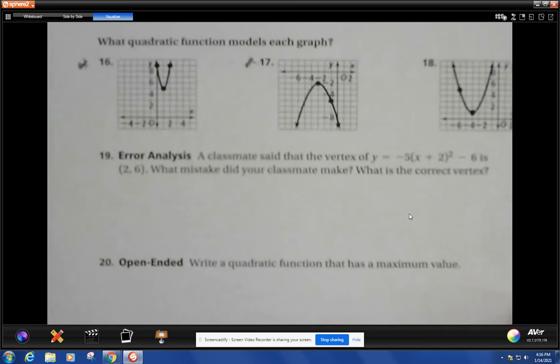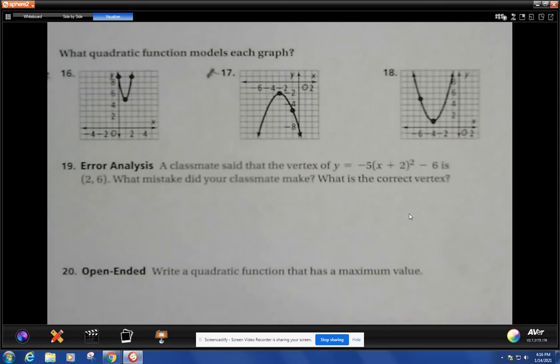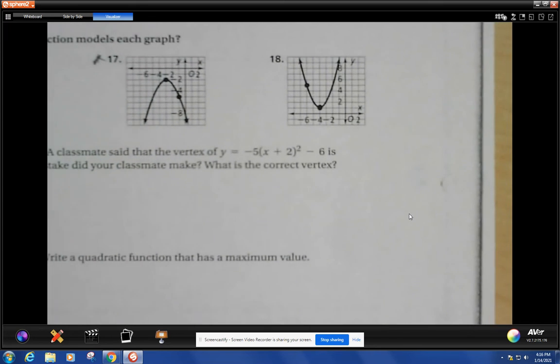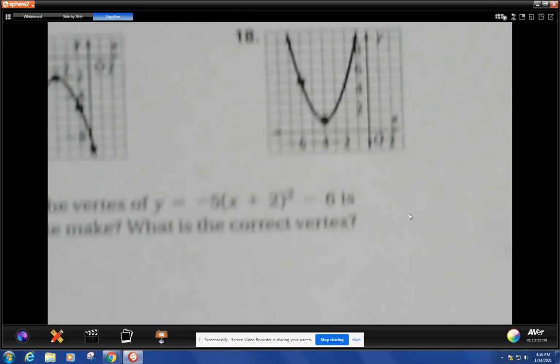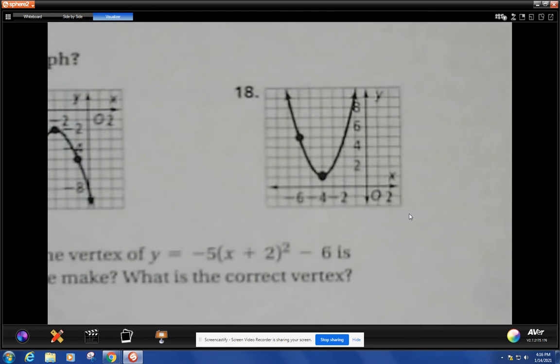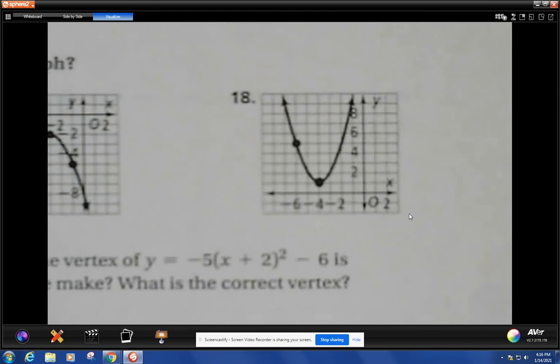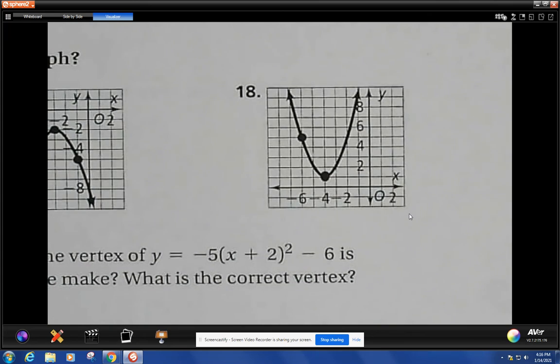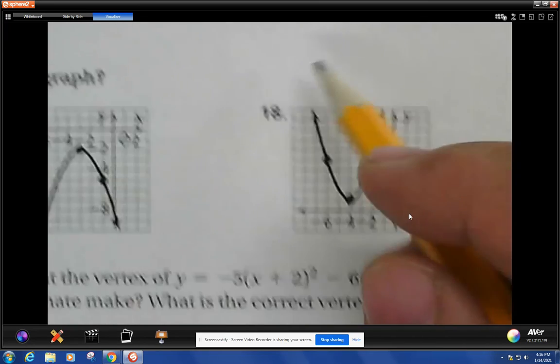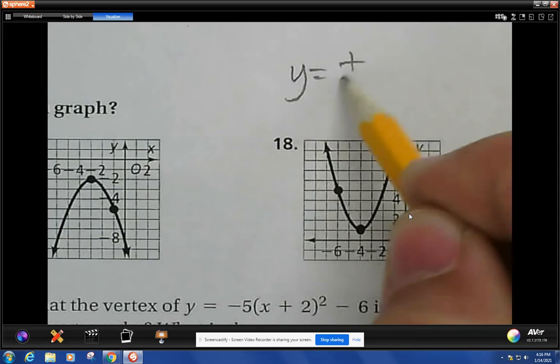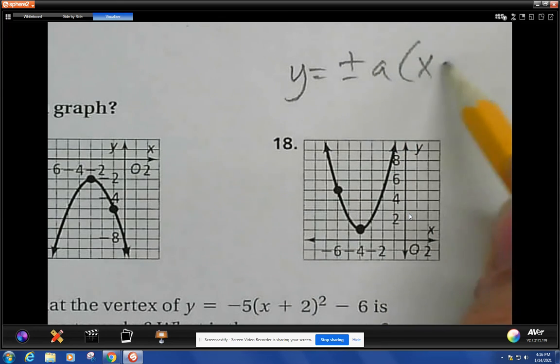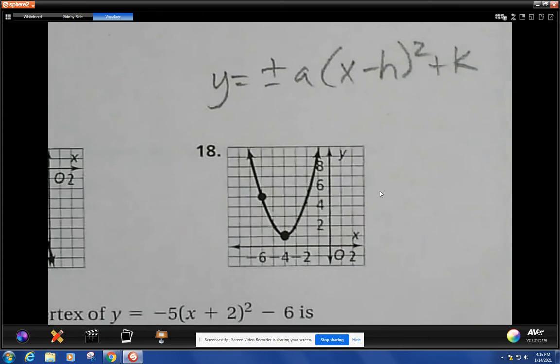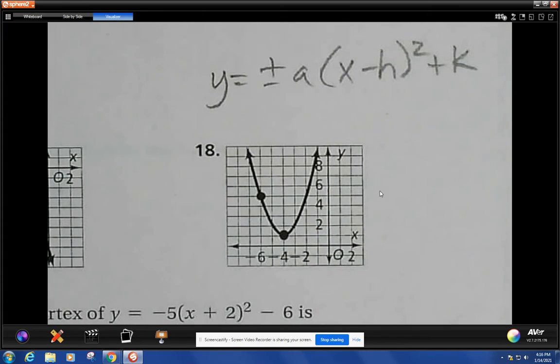So I want to go ahead and look at a graph here, and we're going to look at number 18. In this case, they're giving us a graph, and we have to try to figure out what that graph really is, what the equation of that graph would be. So first of all, let's start writing out our form for just a second. y equals plus or minus a times (x minus h) squared plus k, okay? So there is our form that we've been using for these. So the first thing, let's decide.